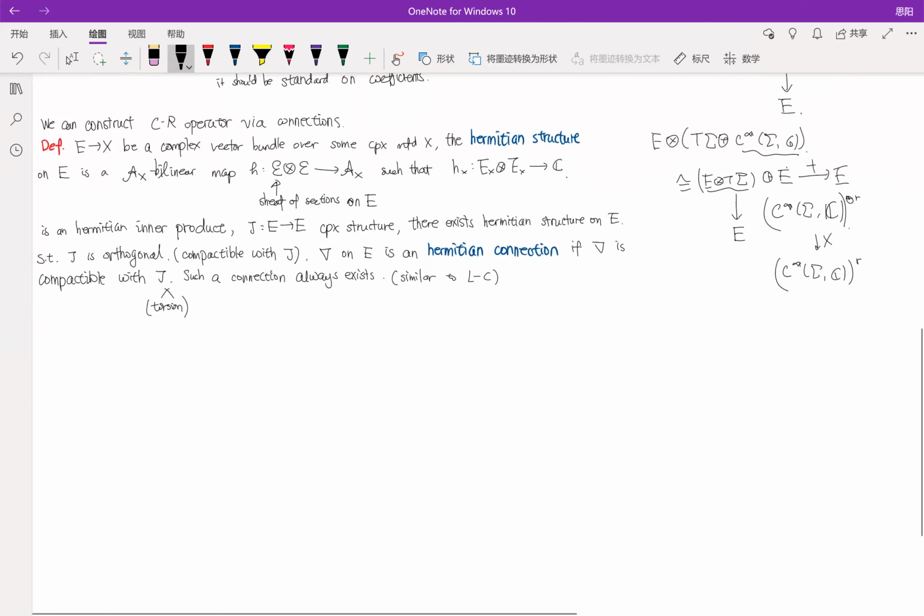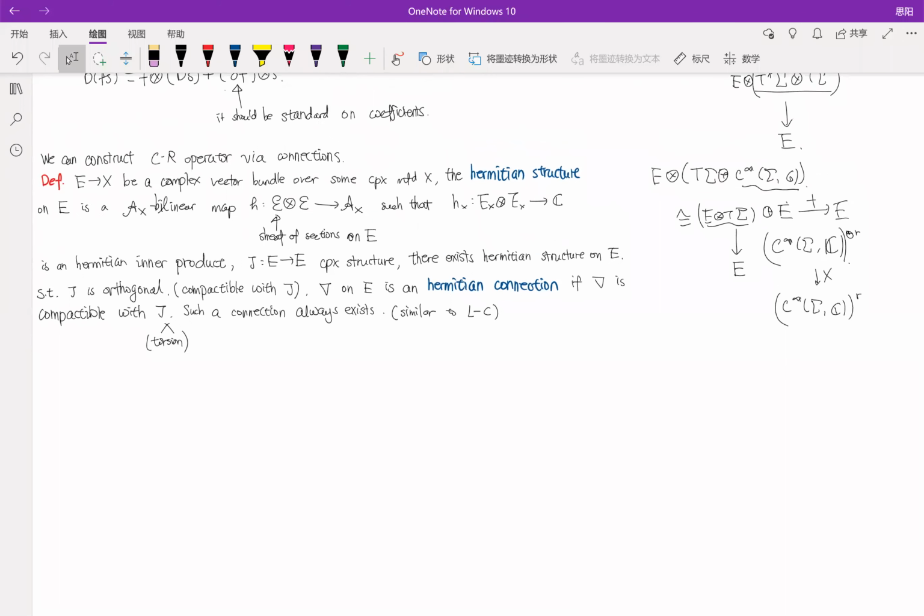And we know that with a Hermitian connection, the Levi-Civita connection only makes sense when E is the tangent bundle. When E is the tangent bundle, there is a torsion condition. Here there is no torsion condition; there is only that it is compatible with J.